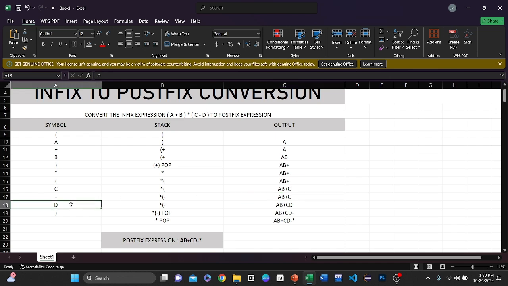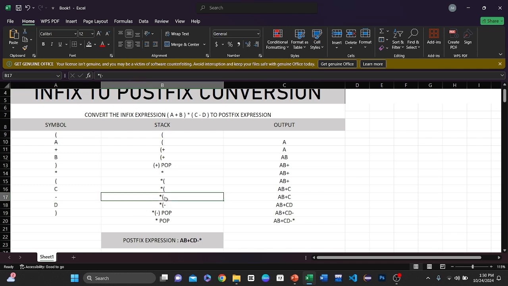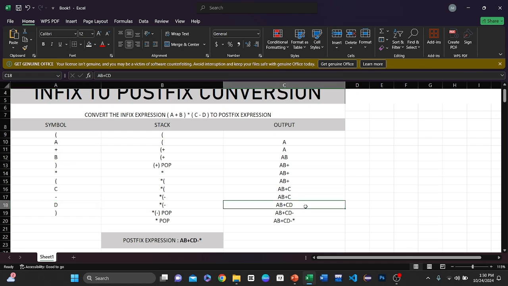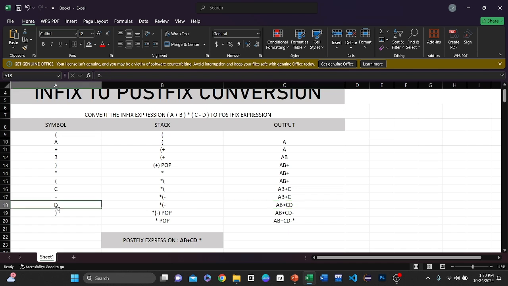So next nga symbol na to is an operand. So gikopy na to ang recent, ang nasa babaw nga stock. Again, our symbol is D. D is an operand. So operand should be placed in the output. Again, gi-add na to diri sa output. So next is the close parenthesis.